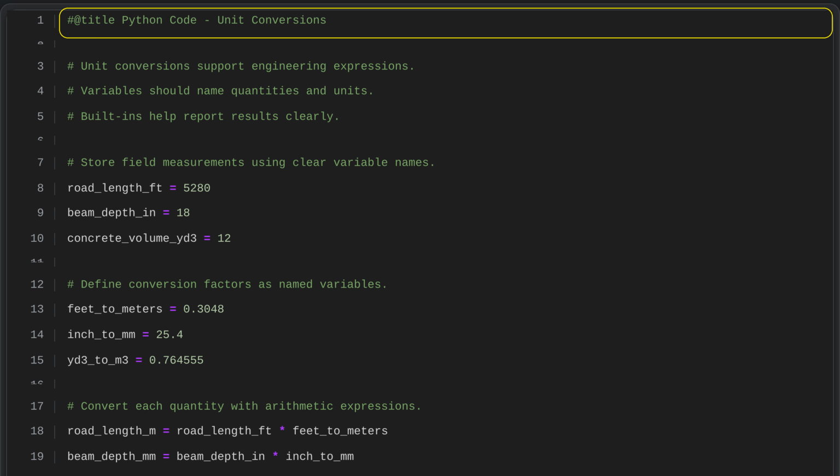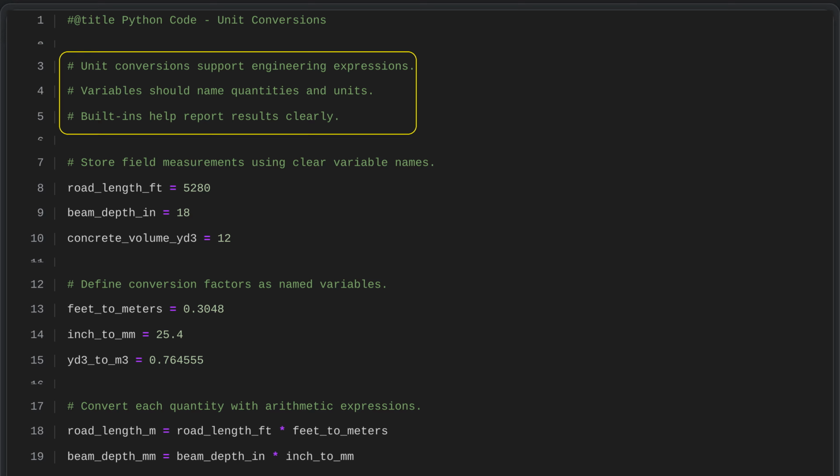Python code, unit conversions. Unit conversions make engineering calculations clearer and more reliable. Variables should identify both the quantity and its units, while built-in tools can help present results in an understandable way.